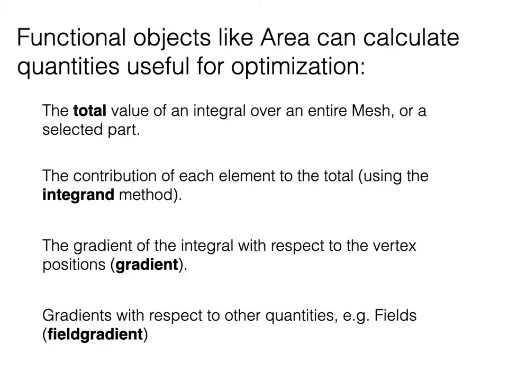Functional objects like area are really useful. They provide a variety of tools to help with optimization. They can compute the total value of the integral over a mesh or a selected region. They can give you the contribution of each element to the total using integrand. They can give you the gradient with respect to vertex positions. And in more advanced problems where we're not just dealing with meshes, they can give you the gradient with respect to other quantities as well. We'll see some of those in future videos.